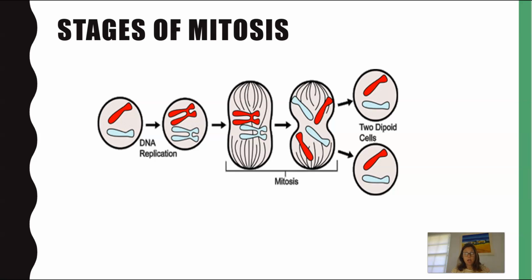Then they line up in the center, then they move away, and then they split into their 2 cells. The reason we have to replicate is because if we didn't, the new cells would only have half as many chromosomes as the original cell, and they wouldn't be identical. That's where we're looking at meiosis, where we've got half the amount. They're not going to be functioning as well. We need the full complement of DNA in our cells.